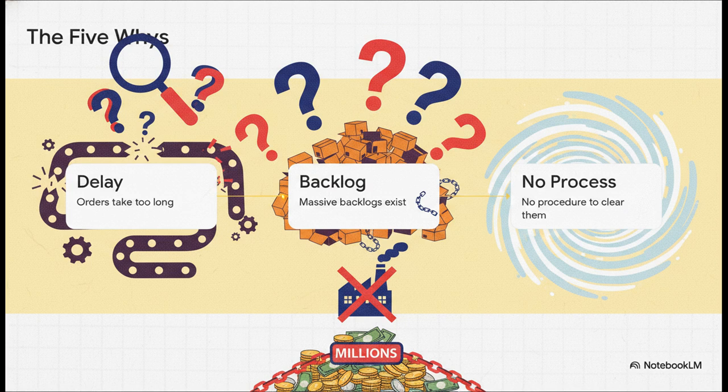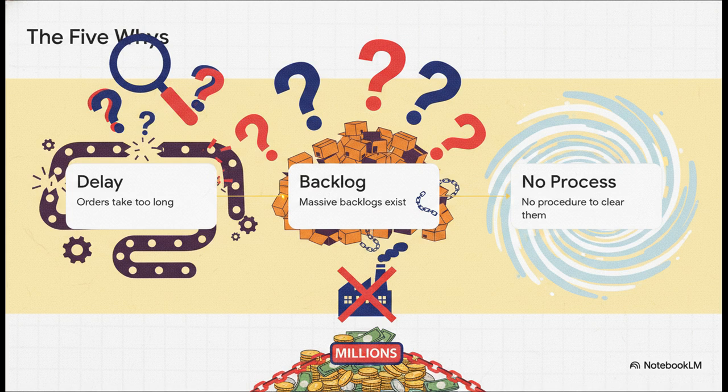One of the absolute best tools for this is the 5 whys technique. The team repeatedly asks why to literally peel back the layers of the problem. Why is there a delay? Because orders take too long. Well, why do they take so long? Massive backlogs. Why are there backlogs? Because we can't clear them. Why can't we clear them?